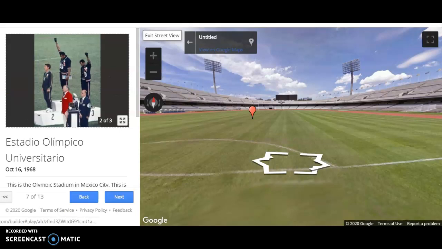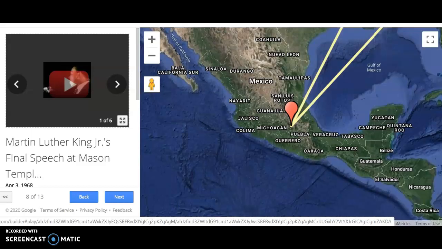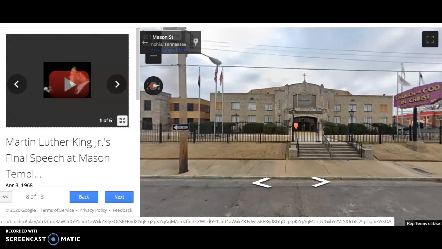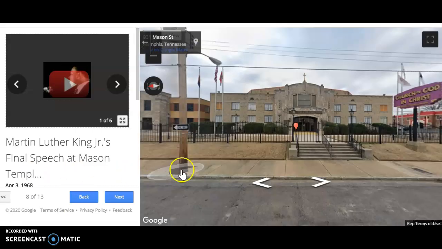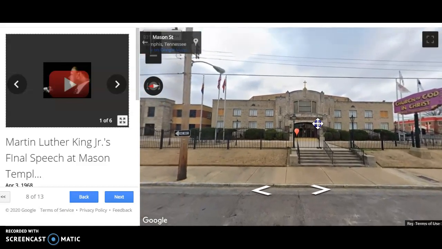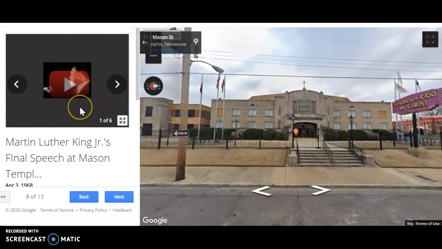We're going to go now to Martin Luther King's last speech. He was going to Tennessee. So here we are at the Mason Temple. This is the location of where he gave his last speech. Towards the end of the civil rights movement, he not only was speaking about civil rights for African Americans, but he was also speaking about poverty and the inequality that there was across the nation, that poverty was rampant. He called this the Poor People's Campaign.